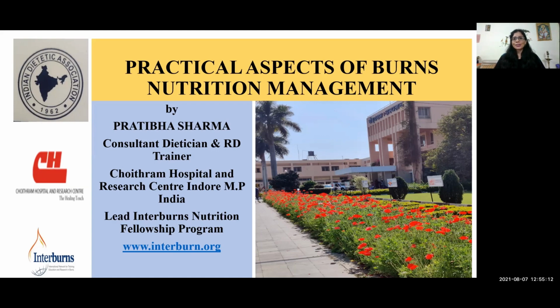Before we begin the session, I would just like to introduce you all to my burn unit and institution. The burn unit at Choitharam Hospital and Research Center is a 16-bedded unit where we treat patients of all age groups, from pediatric to geriatric. We have a very good multidisciplinary team who manages burns at our center. This team includes an occupational therapist, physiotherapist, counselor, trained nursing staff, and me as a dietitian, along with our surgeons, anesthetists, and the pain management specialist.